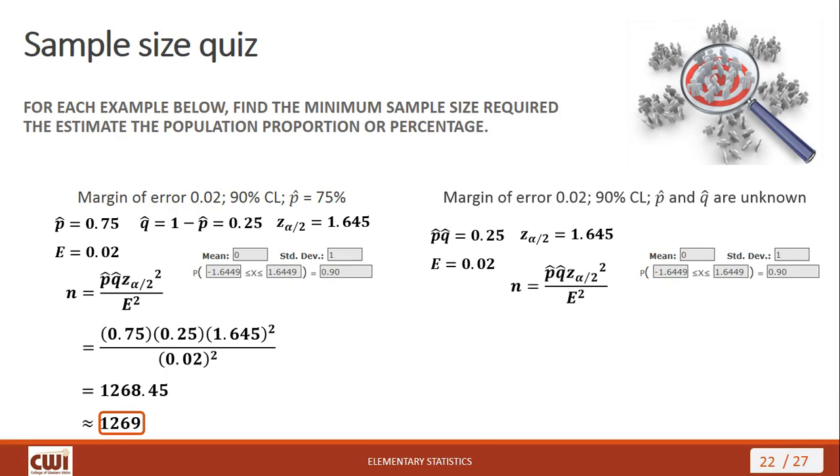So we take the equation that we have for calculating minimum sample size, and we plug in our values. Notice that p hat q hat is replaced with 0.25. The other values are the same as they were before. When we punch these numbers into our calculator, out comes 1691.27. So then we round up to the next nearest whole number, and we have a sample size of 1,692.